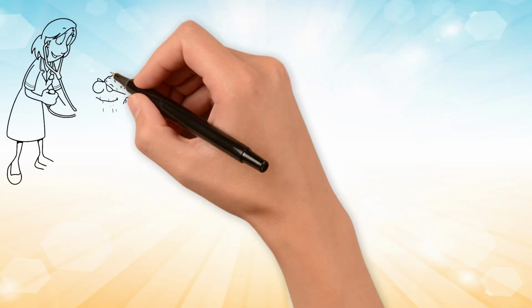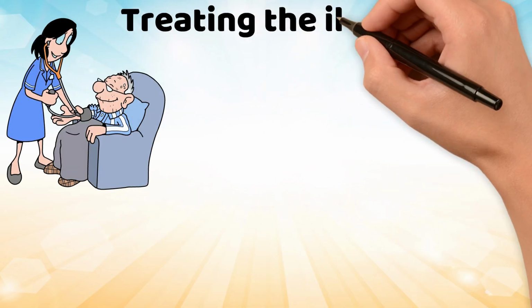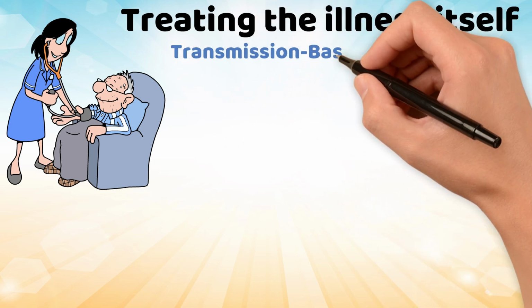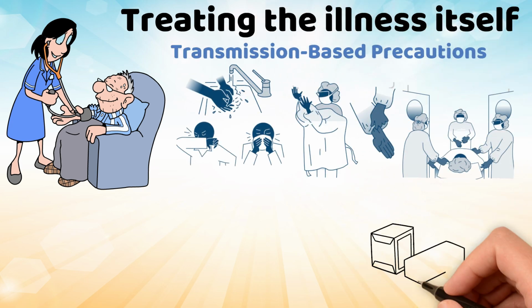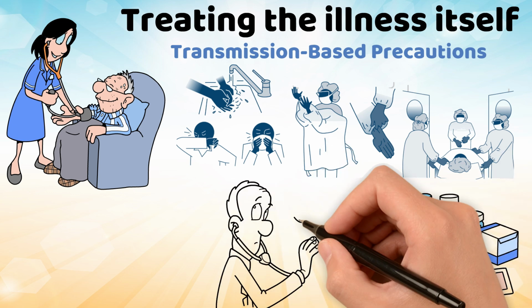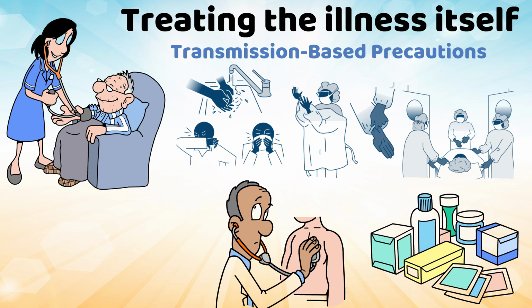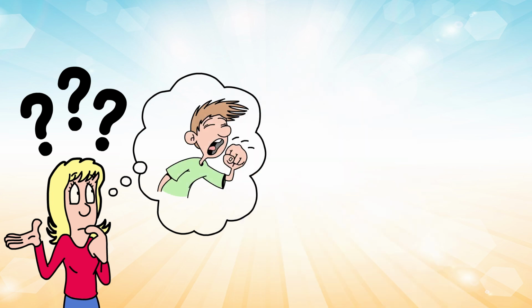In healthcare, preventing the spread of infection is as important as treating the illness itself. Transmission-based precautions are special infection control measures we use in addition to standard precautions, especially when we know or suspect that a patient has a contagious disease. The three main types of these precautions are tailored to how the infection spreads.